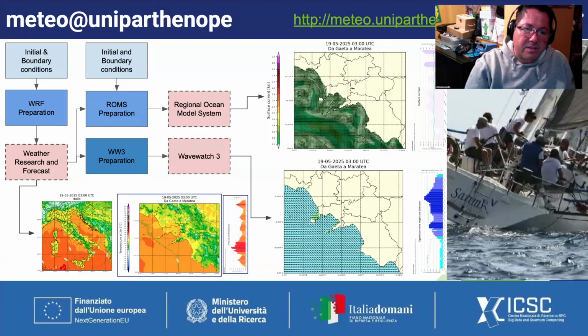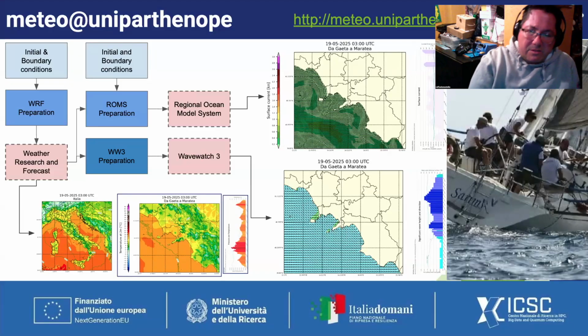Once WRF results are computed, we use them to drive, to couple with two other models, both marine models. One is the regional ocean model for coastal dynamics, and the other one is WaveWatch III for sea waves driven by winds. The resolution of WRF is 1,000 by 1,000 meters, and the resolution of WaveWatch III is 300 meters by 300 meters.